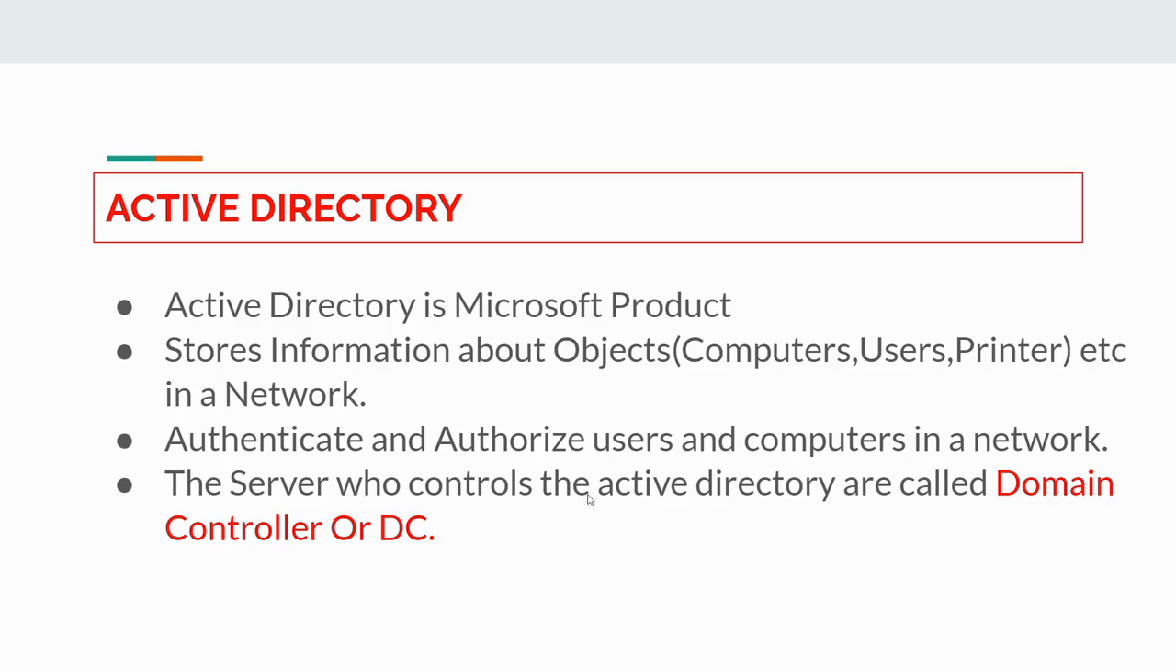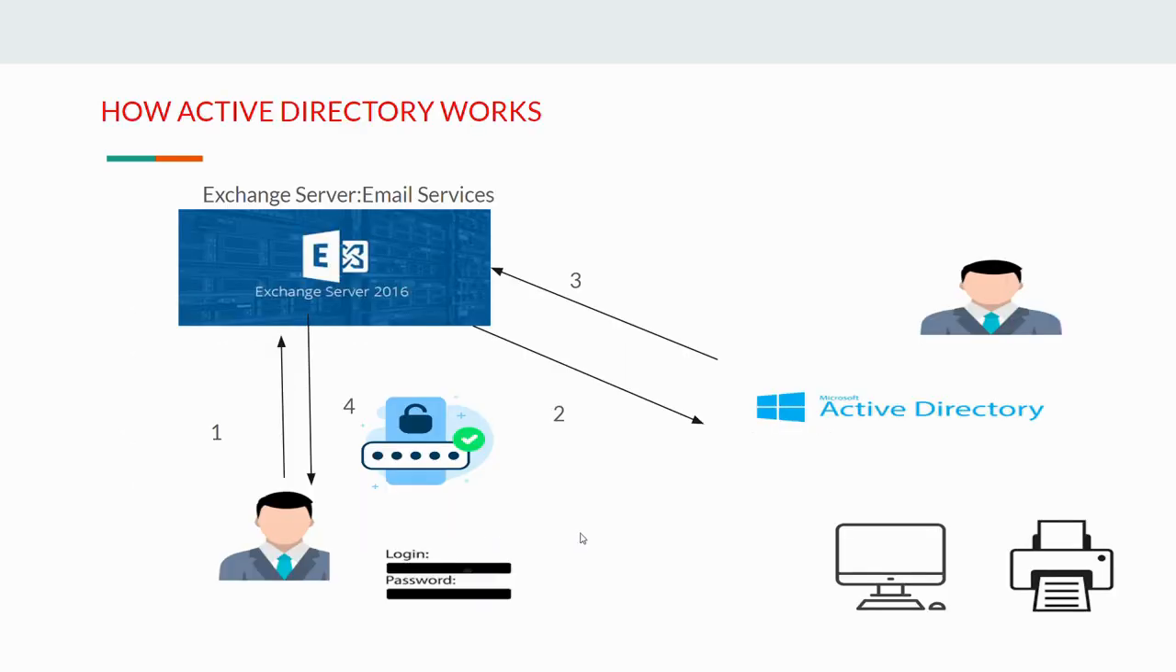Next we are going to study how Active Directory works. Suppose a user wants to access a resource of an Exchange server, say email services. The user sends a request to the Exchange server and the Exchange server sends a request to Active Directory, and Active Directory confirms that this user is in our domain and sends a confirmation to the Exchange server, and the Exchange server allows the user to access the resources. This is how Active Directory works. We can see in the picture that Active Directory contains printers, computers, and users.